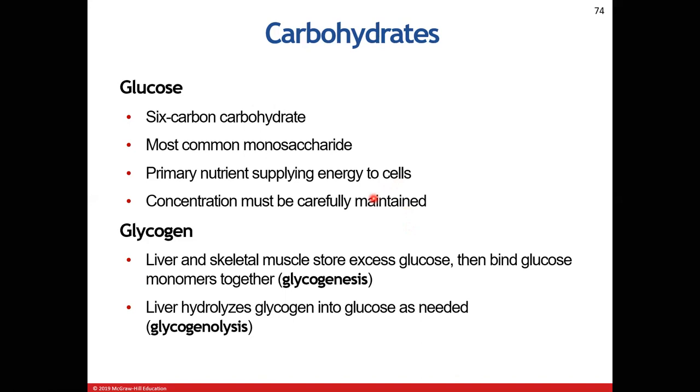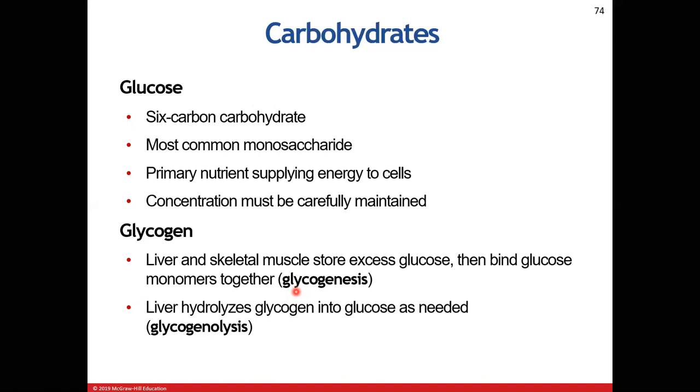Glycogen is a very large carbohydrate. It's essentially a way that we store glucose. It's stored in the liver and skeletal muscle, and it, again, binds glucose monomers together. We do this through a process called glycogenesis, where we take a glucose molecule and bind it to another glucose, to another glucose, to another glucose. And we do this continuously.